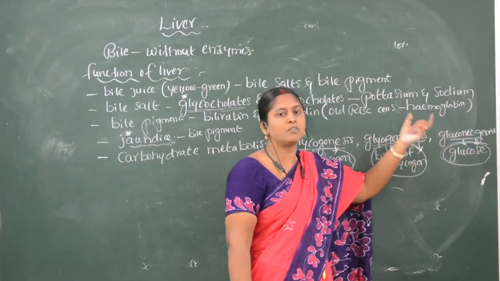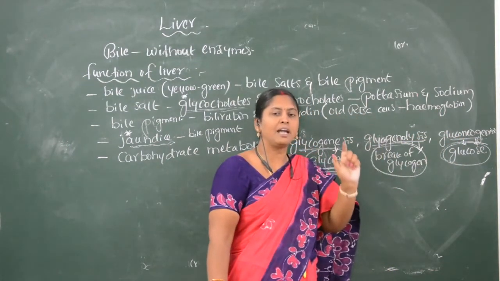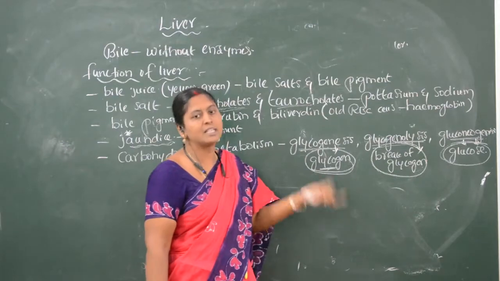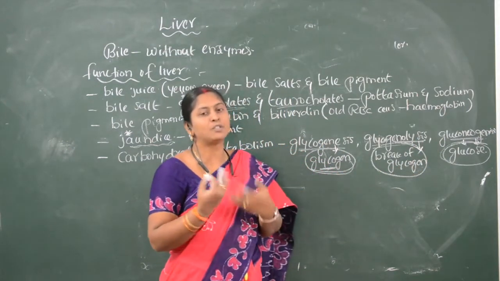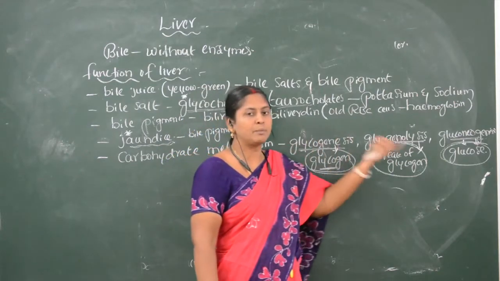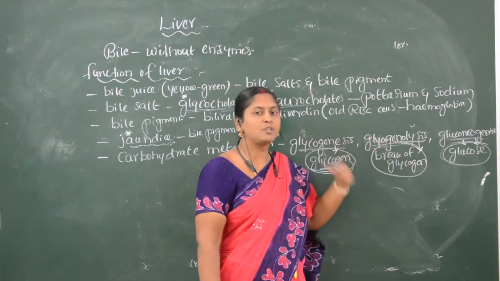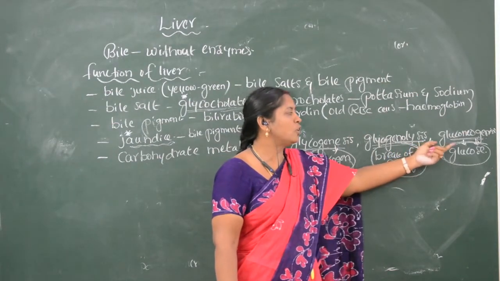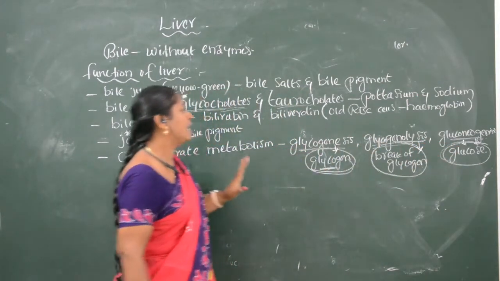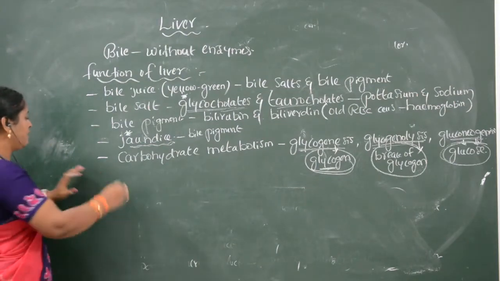So production of glucose, or not only glucose, we can say different kinds of sugars also, by different kinds of metabolic activities is called gluconeogenesis. Because of the metabolic activities, different kinds of sugars are formed. That production is called gluconeogenesis. So this is another function of the liver.